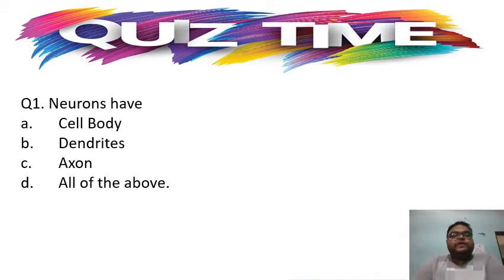Now, students, we have come to a quiz. This quiz is for you, and the question here is: neurons have A, cell body, B, dendrites, C, axon, or D, all of the above. I am giving you 10 seconds to quickly think about it, and then we can answer this question. So your 10 seconds starts now.